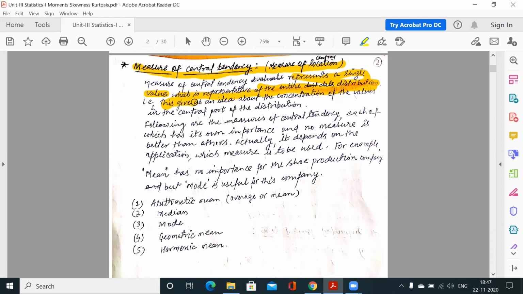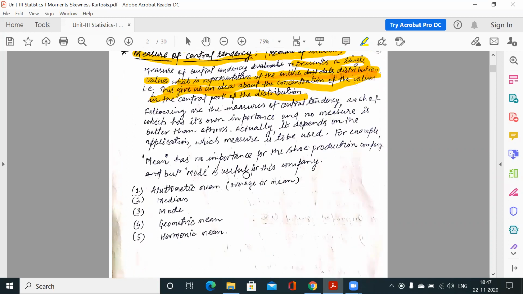That is, it gives us an idea about the concentration of the values in the central part of the distribution. We have a lot of measures of central tendency, like the arithmetic mean, which is the mean, median, mode, geometric mean, and harmonic mean. There are a lot of measures of central tendency, and each of them has its own importance.